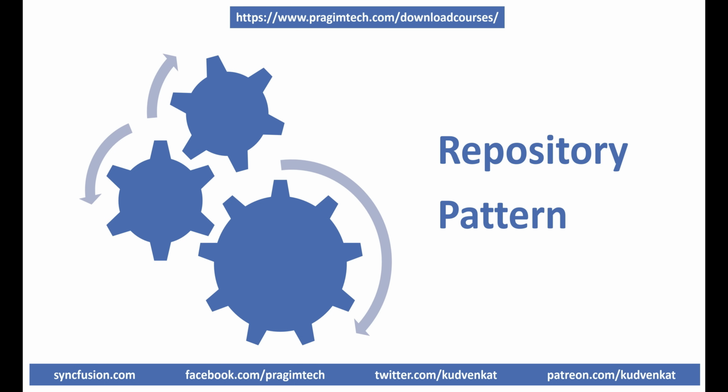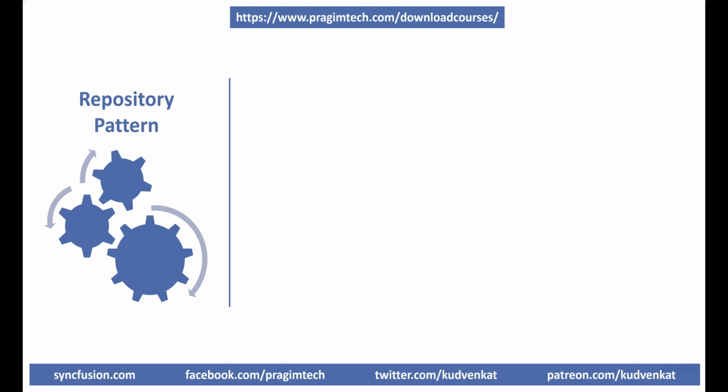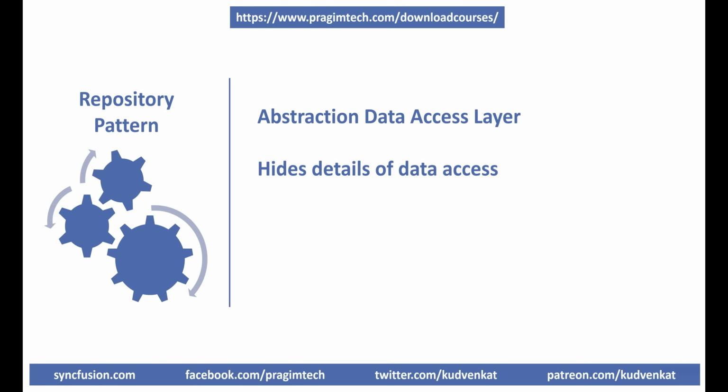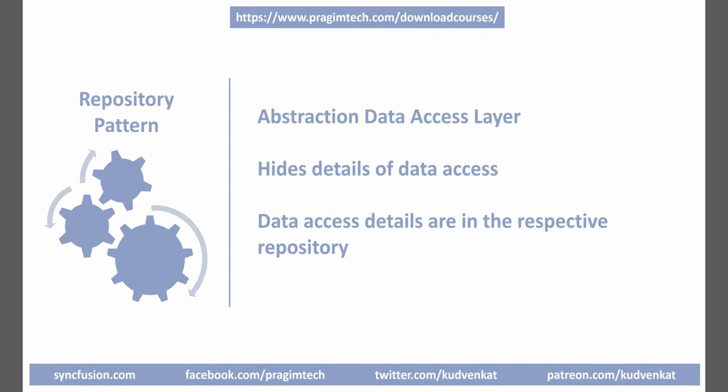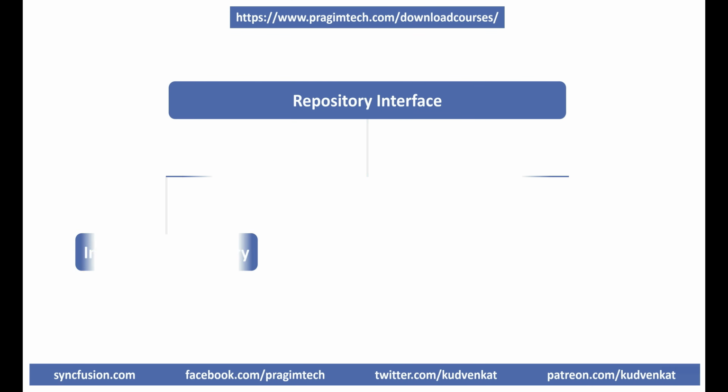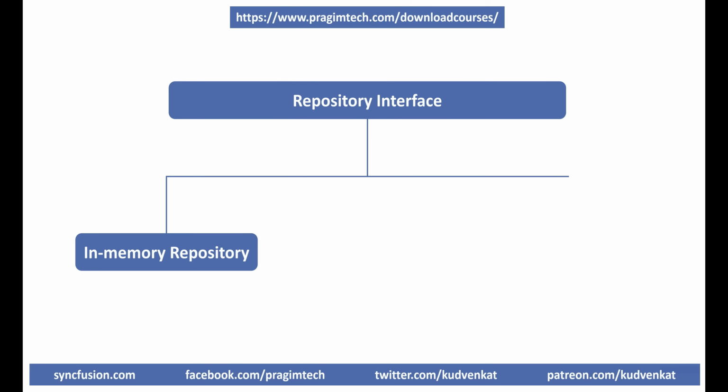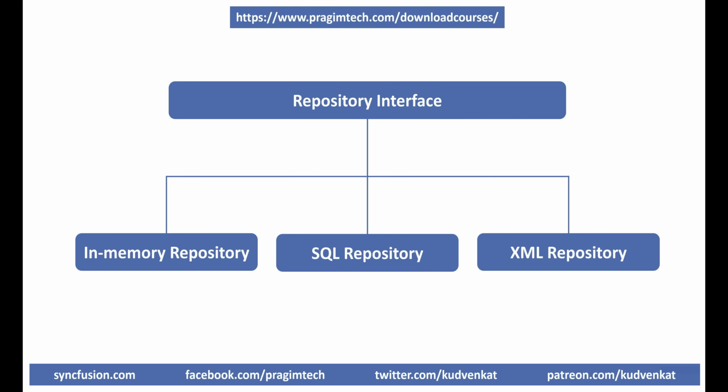Next, we're going to use the repository pattern to work with data our API needs. So what is a repository pattern? Well, it's an abstraction of the data access layer. It hides the details of how exactly the data is saved or retrieved from the underlying data source. The details of how the data is stored and retrieved are in the respective repository. For example, you may have a repository that stores and retrieves data from an in-memory collection. You may have another repository that stores and retrieves data from a database like SQL Server, for example. Yet another repository that stores and retrieves data from an XML file.